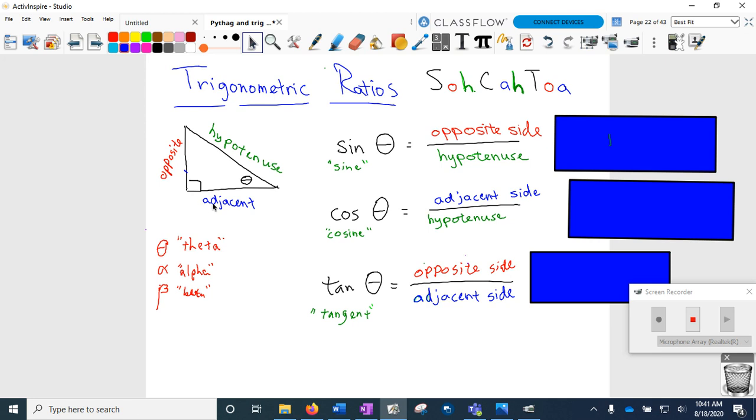All right? So let's do some examples. All we're going to do is set up our trig ratios. We're not going to do any solving. We may have to do some rationalizing. We may have to do some simplifying of radicals, but we're not going to do any solving right now. We're just going to be writing some fractions as our answers. All right? So let's look at our first example here.